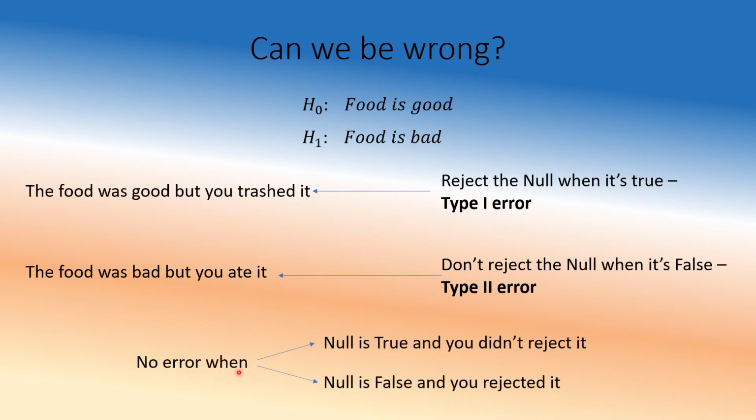No error when null is true and you did not reject it. Null is false, you rejected it. If food is good, you ate it, you didn't commit any error. If food is bad, you threw it, you didn't commit any error. If the person is innocent, you let the person go, no error committed. If the person is guilty and you penalize the person, no error committed. So you make the errors only when you have something like this situation. Otherwise, there are no errors.